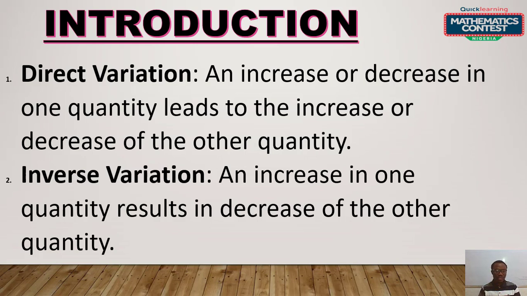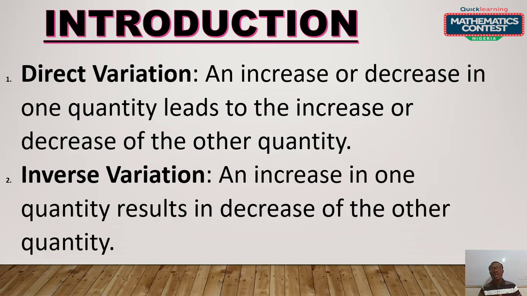So direct variation is the kind of variation such that an increase or decrease in a quantity, let's say A, results in a corresponding, take note of that word corresponding, increase or decrease in quantity B. Whatever happens to A happens to B; that is called direct variation. Now, the inverse variation is just the reverse. When there is an increase in one quantity, let's say A, and it leads to a decrease in the other quantity, let's say B, we call this kind of variation inverse variation.